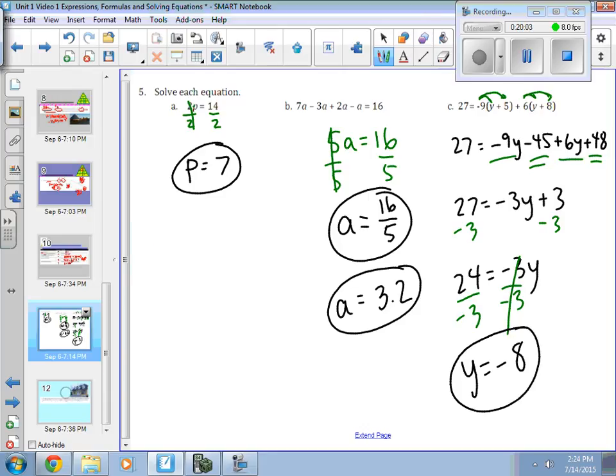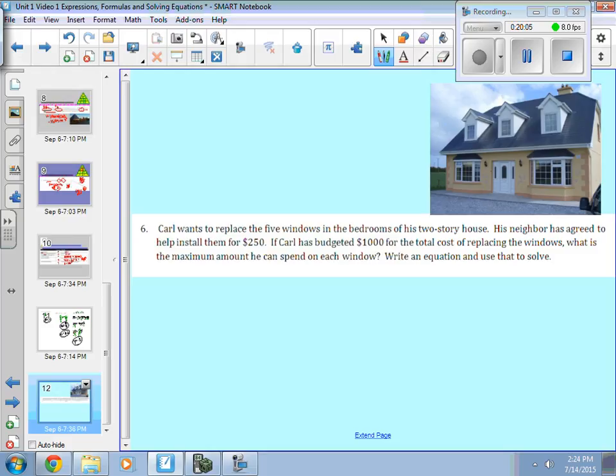All right, last problem, a word problem. This one involves an equation, not an expression. It says Carl wants to replace 5 windows in the bedrooms of his 2-story house. His neighbor has agreed to help install them for $250. If Carl budgeted $1,000 for the total cost of replacing the windows, what is the maximum amount he can spend on each window? Write an equation and then use that to solve. So again, try to circle the important information. Looks like he has 5 windows.